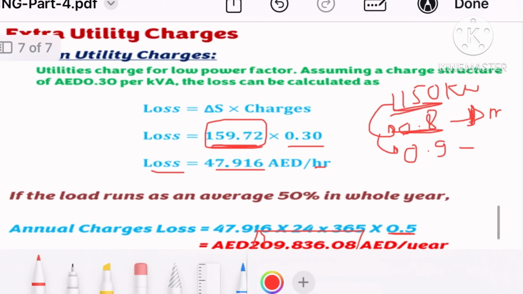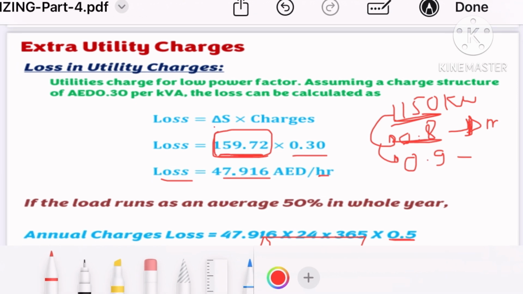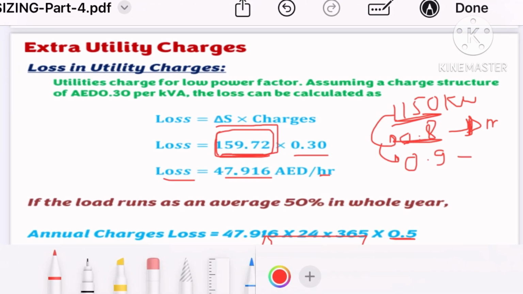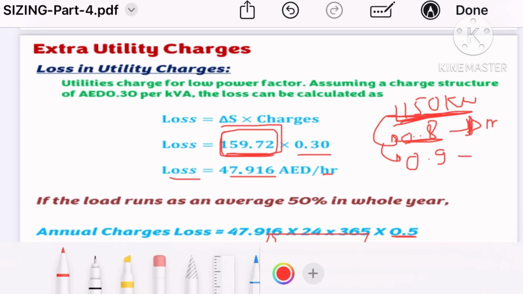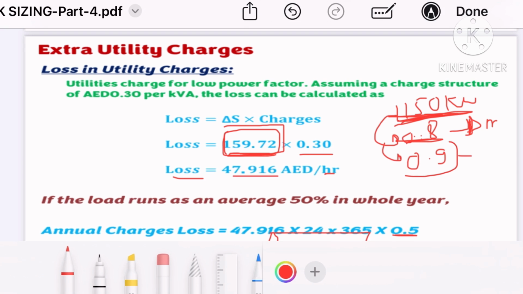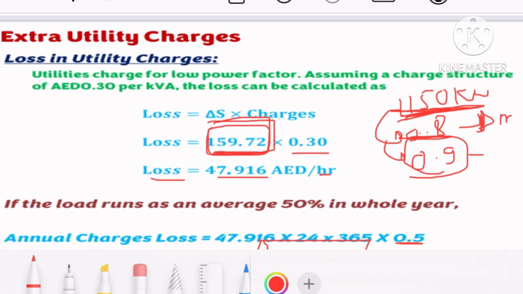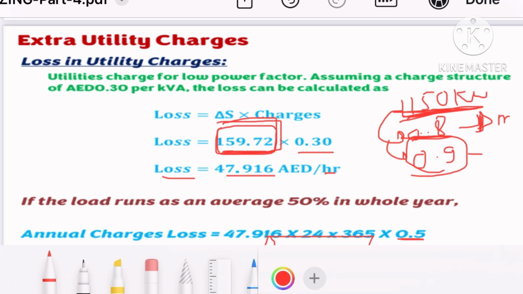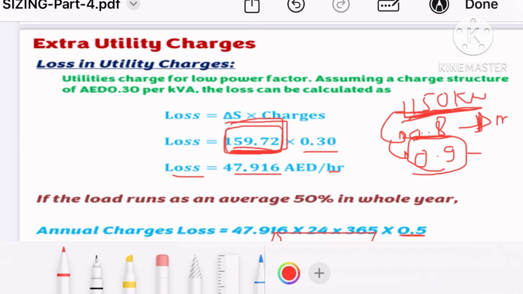Now let us move to the other point, that is the extra utility charges. As we seen in the first case, for the total connected load of 1150 kilowatt at 0.8 power factor compared to 0.9 power factor, we are using more apparent power, that is 159.72 kVA apparent power. We are requiring more from the distribution company. So the distribution company will charge for this extra apparent power.